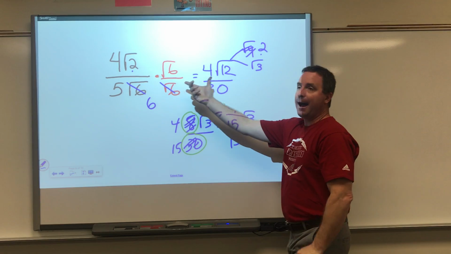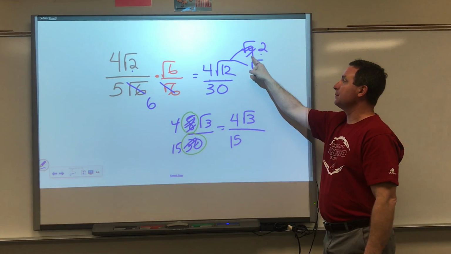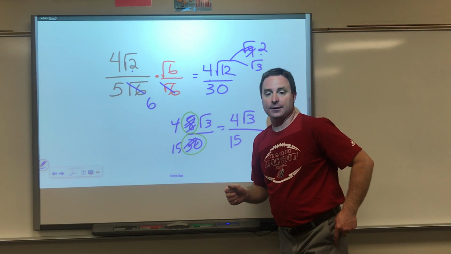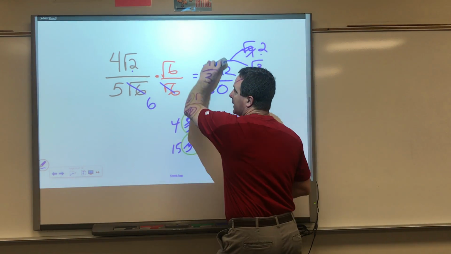So there's one where after I multiplied, the radical could be simplified, and also after I simplified, the big numbers could be simplified. Okay? Let's take a look at one more here.